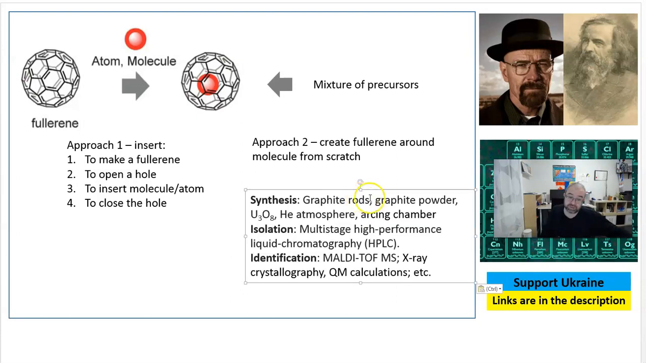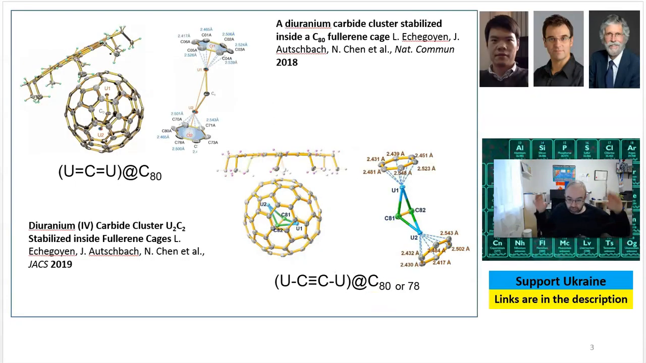The method: you take graphite rods, you take a source of uranium in an arcing chamber, and you create fullerenes with uranium and some other atoms. Each specific compound which is created has different polarity, and you can use it to separate them by chromatography. So I'll show several examples of those butterflies that were caught inside the soccer balls.